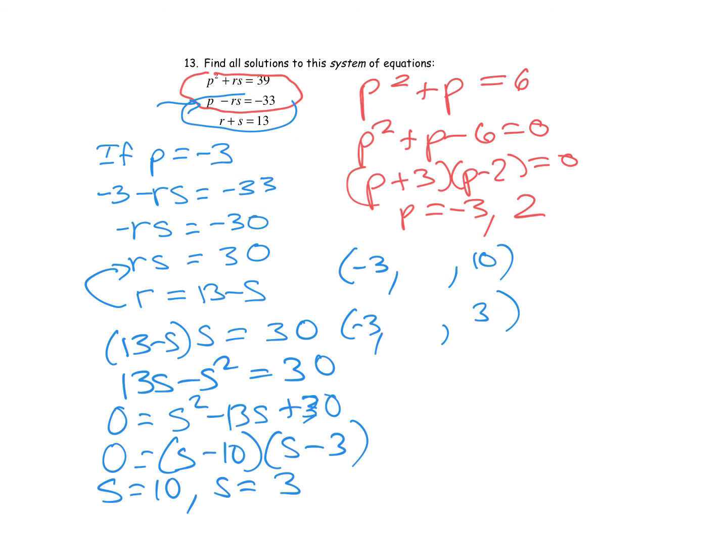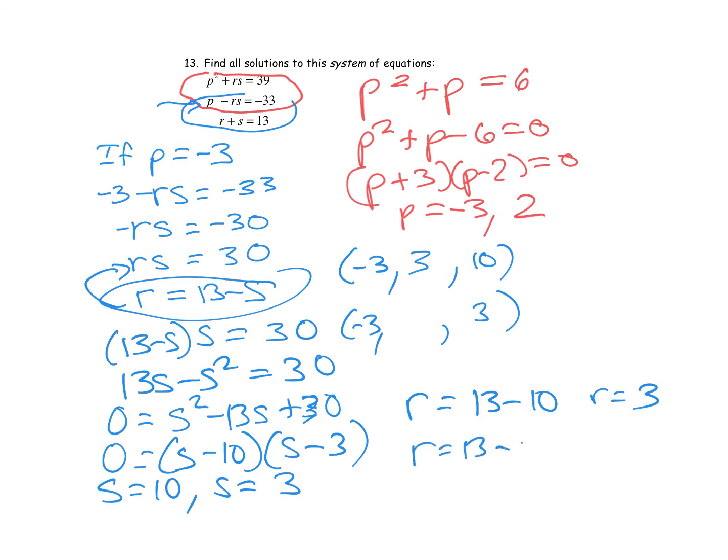So again, let's go back to the relationship between r and s. If s is 10, then r is 3. All right. And if s is 3, then r is 13 minus 3, or 10. There we go. Okay, so those were the points that I got when p equals negative 3.